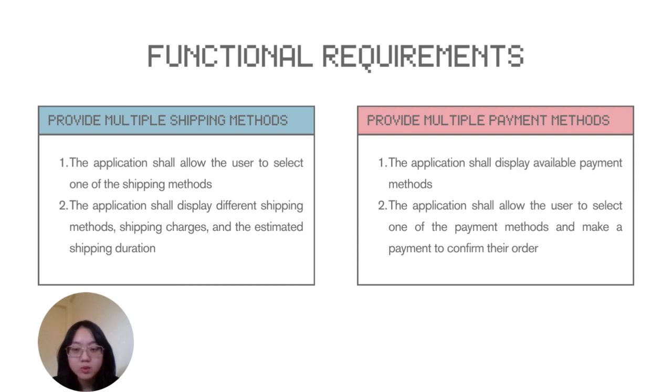Next, provide multiple shipping methods. The application shall allow the user to select one of the shipping methods. And then the application shall display different shipping methods, shipping charges, and the estimated shipping duration. And then provide multiple payment methods. The application shall display available payment methods, and then the application shall allow the user to select one of the payment methods and make a payment to confirm their order.